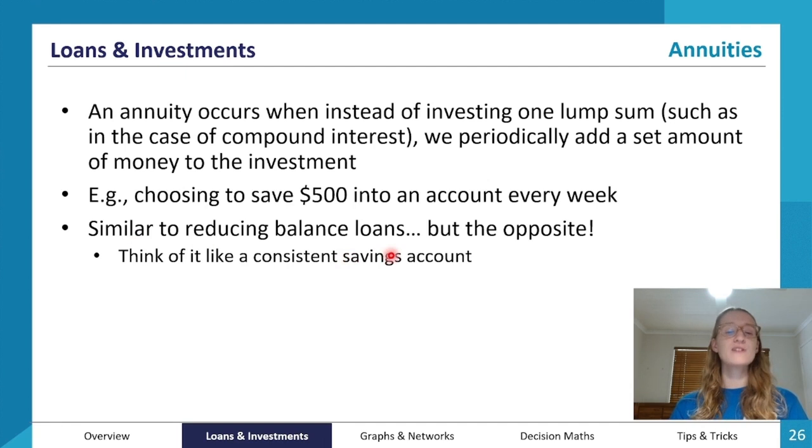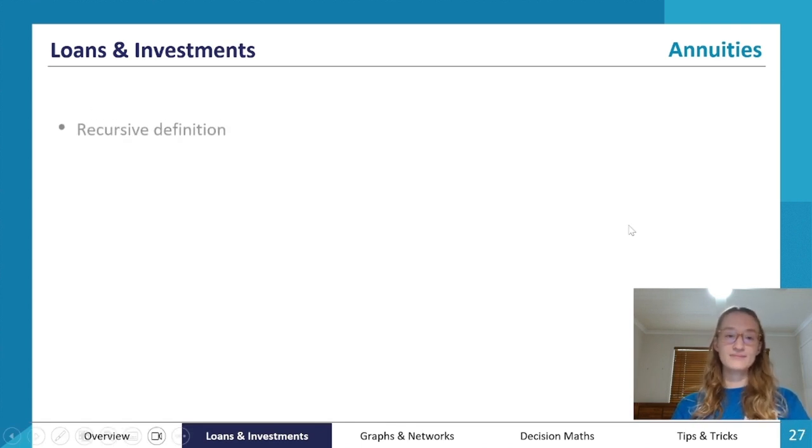So it's kind of like a reducing balance loan, except it's the exact opposite. It's like a consistent savings account. With a reducing balance loan, you have this lump sum of money that you owe, and then every month you're paying off money to pay off your debt. But with an annuity, it's an investment. So you're doing a similar thing. You're paying $500 every month, for example, but that's going into a savings account instead. Like the example I gave, saving $500 into an account every single week. So that's what an annuity is.